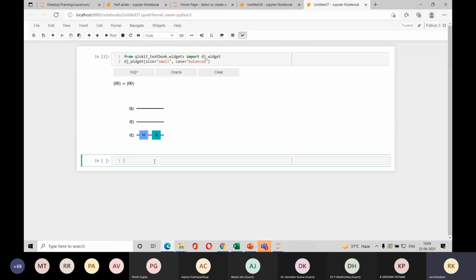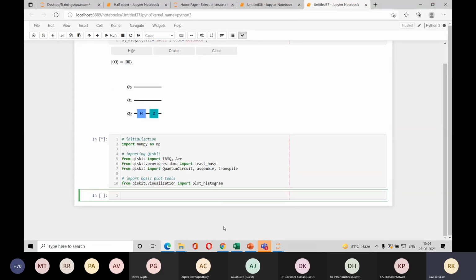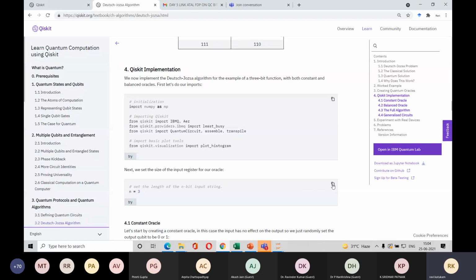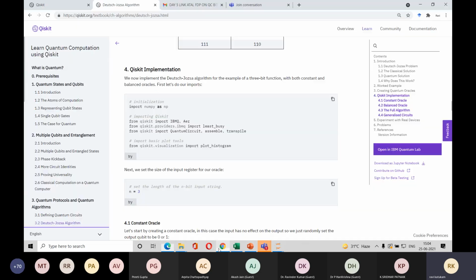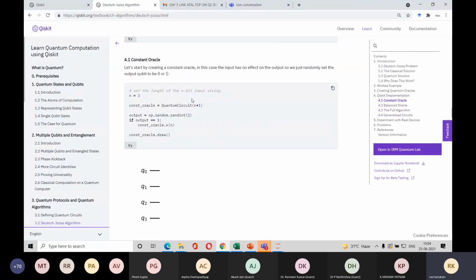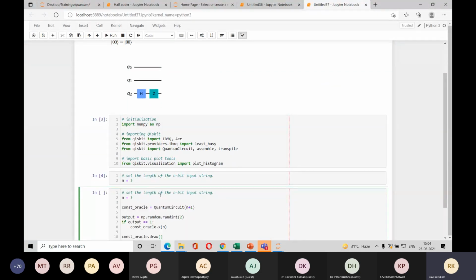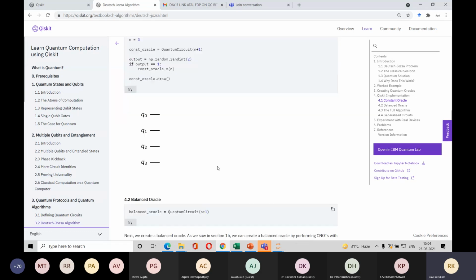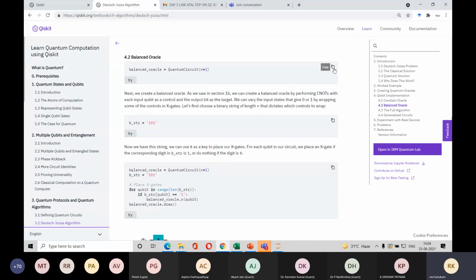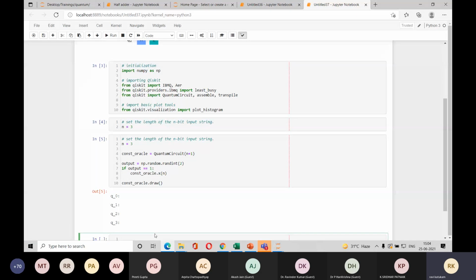So we are importing all the needed libraries here, and then I'm creating an input register of 3 qubit size. Okay, so our input is 3 qubit. Then you have an oracle. Constant oracle means I am defining the function as a constant function. So I'm taking a constant function and trying to see whether my algorithm will give the same answer. That's what we are doing. Then you do the same thing for a balanced function also. Then you can try out on this.